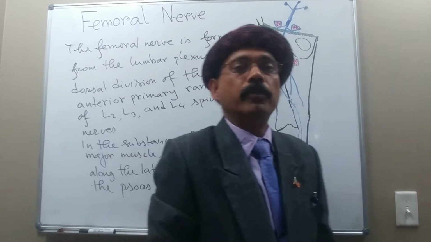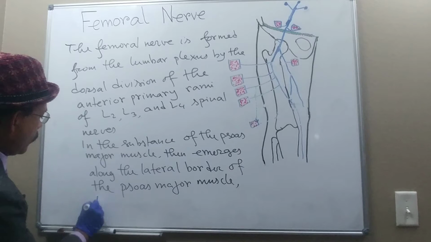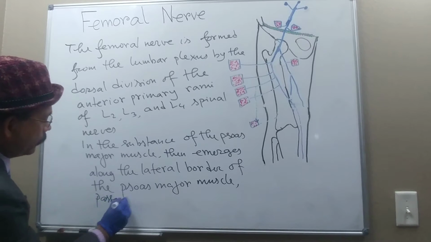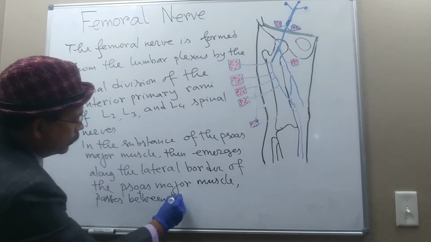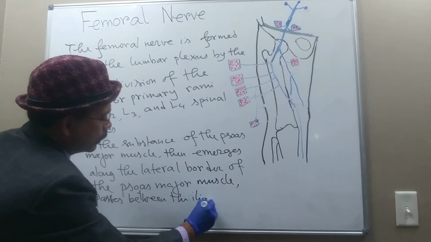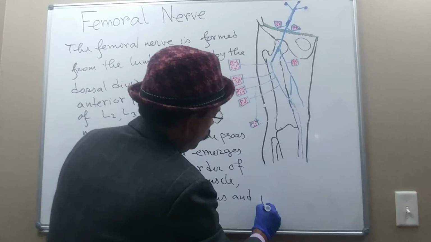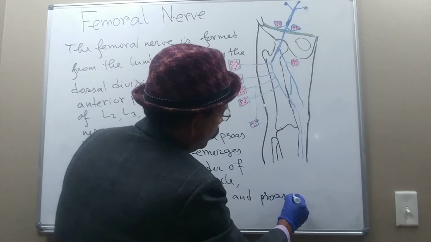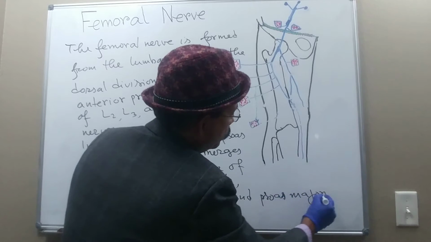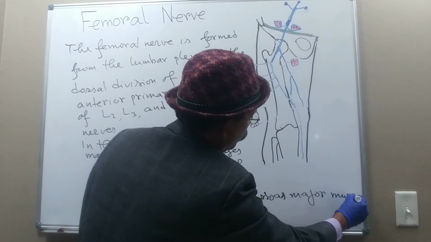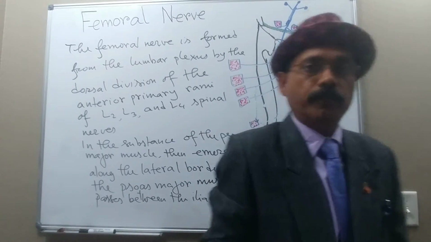Then it passes between the iliacus and psoas major muscle. Okay, we got the course in the abdomen.